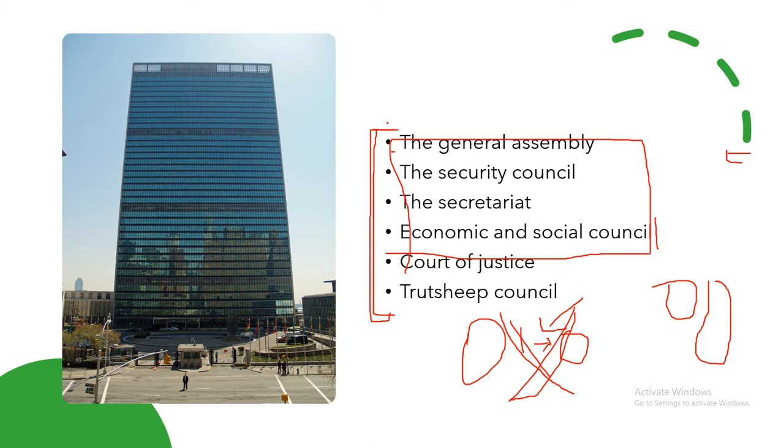The Security Council has only 15 members. 5 of them have a permanent seat, and they also have the power of veto. They are the United States of America, United Kingdom, France, Russia, and China. Let me just give you an example of veto power.